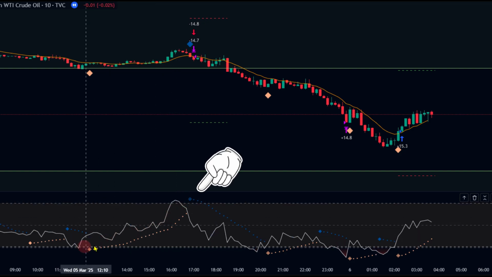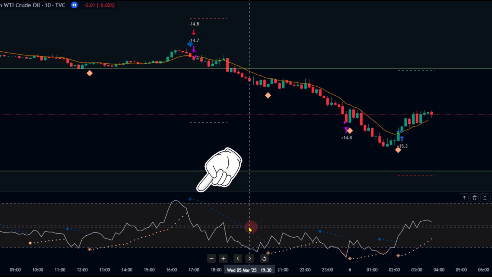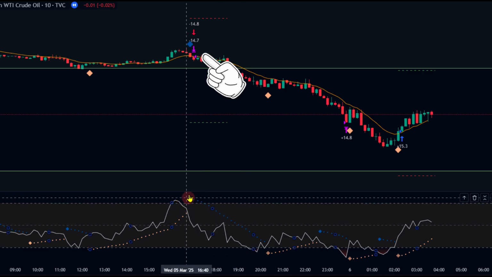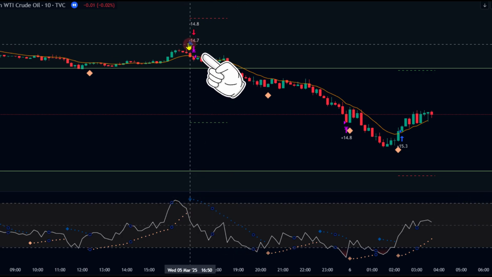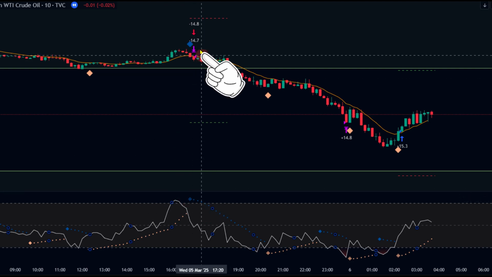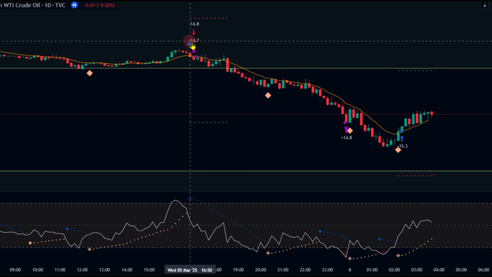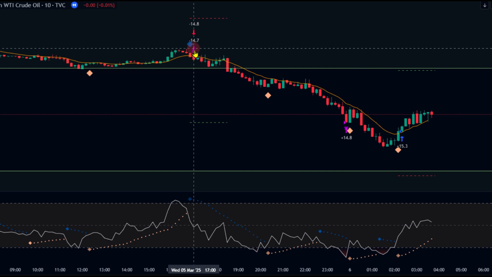Step 2. Parabolic SAR flips and a large diamond appears above the candle. Here again, the key is the combination of the SAR reversal and the appearance of a large diamond above the candlestick. Together, these represent the core short entry signal in this strategy.